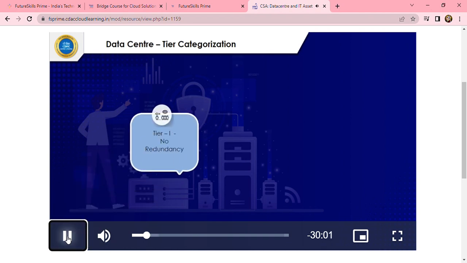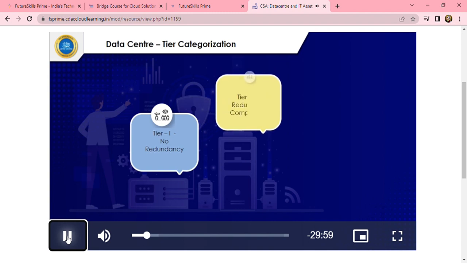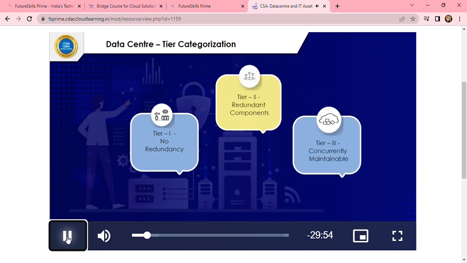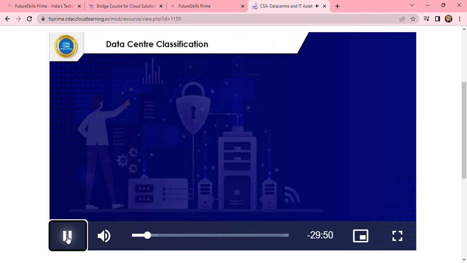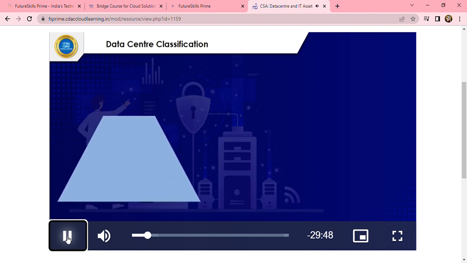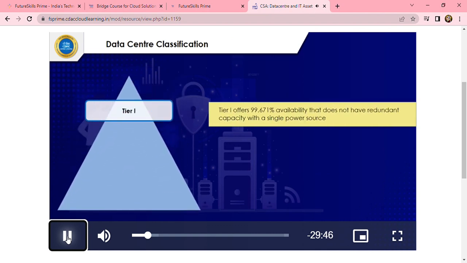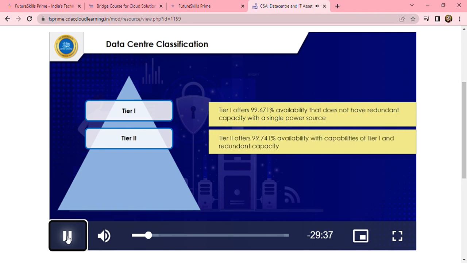Tier 1, no redundancy; Tier 2, redundant components; Tier 3, concurrently maintainable; Tier 4, fault-tolerant. Data center classification. Tier 1 offers 99.671% availability that does not have redundant capacity, with a single power source. Tier 2 offers 99.741% availability with capabilities of Tier 1 and redundant capacity.